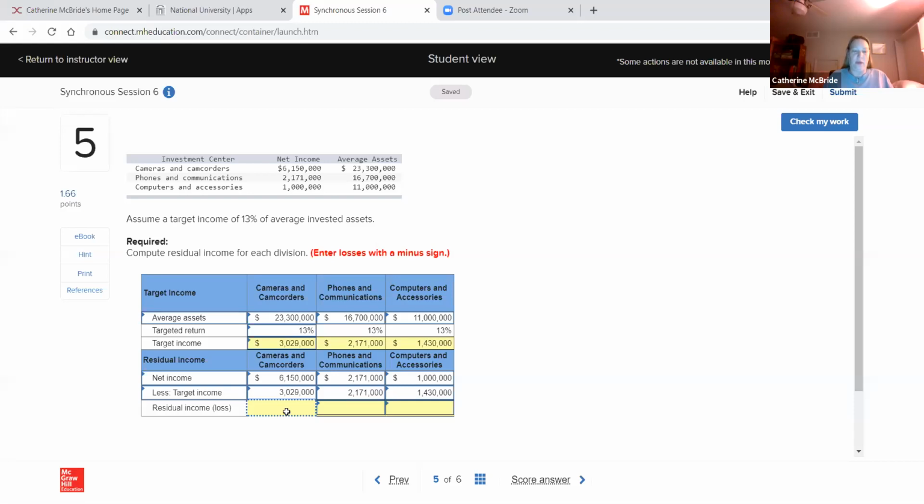6,150,000 minus 3,029,000. And we'll just wait. That one's the same. That's 0. Yeah, it's supposed to be 0. I'm like, whoa, something's wrong. And it's negative, okay. Wait a minute, I wrote something down wrong.